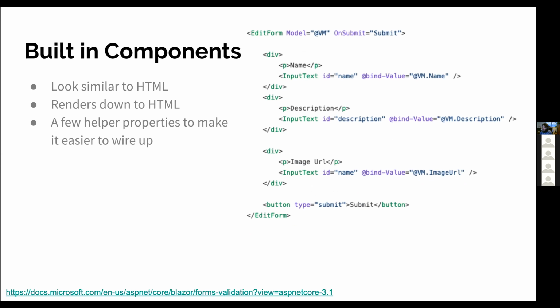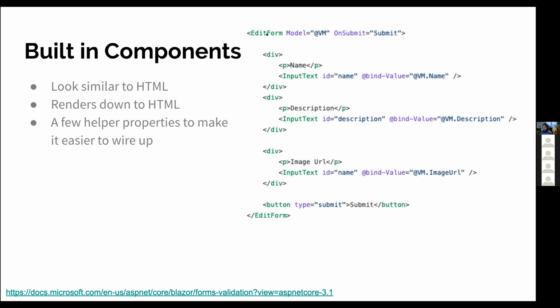So as well as putting HTML throughout your markup, there are built-in components. They're going to look quite similar to HTML, and they do render down to being HTML once they end up in the browser. But they've just got a few extra properties to make it easier to hook them into your C#. And they build out a UI framework just to help you along instead of writing everything from scratch in HTML.